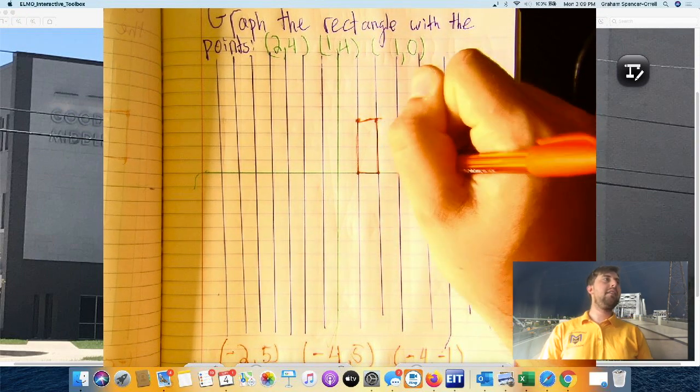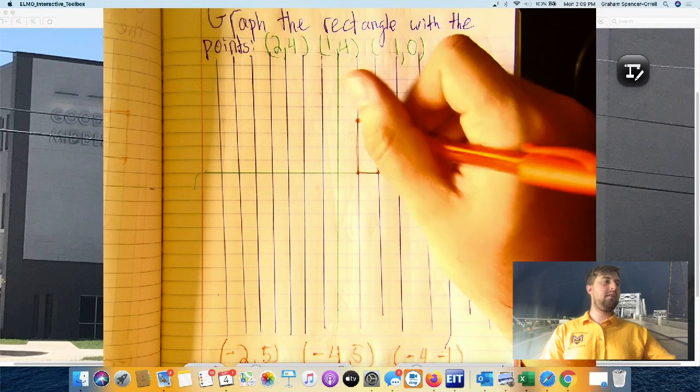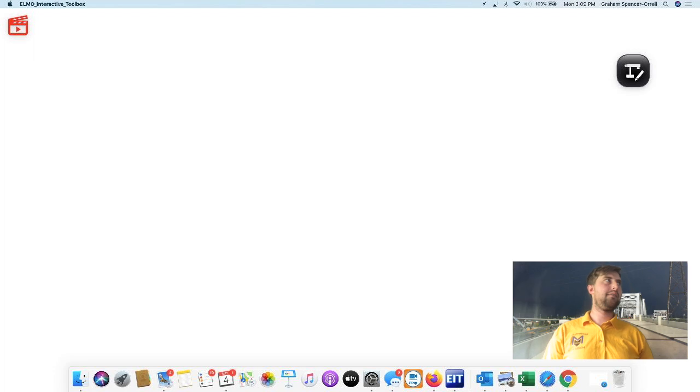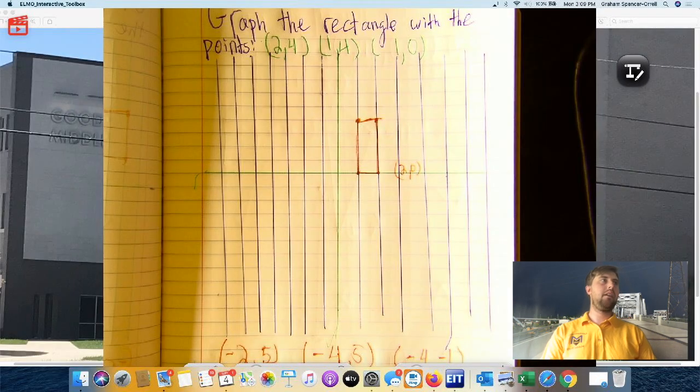You go ahead and try this last one down here on the bottom. It'll pull back up in just a second. Hopefully. There we go. All right, try that one down at the bottom. The points negative 2, 5, negative 4, 5, and then negative 4, negative 1. And you go ahead and try and find that fourth point and then connect that.